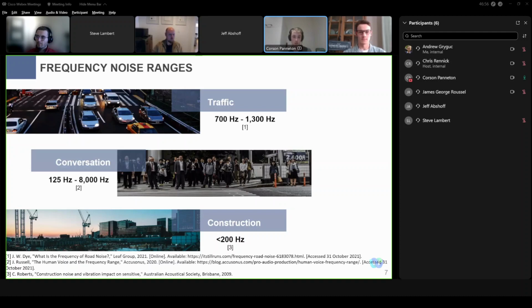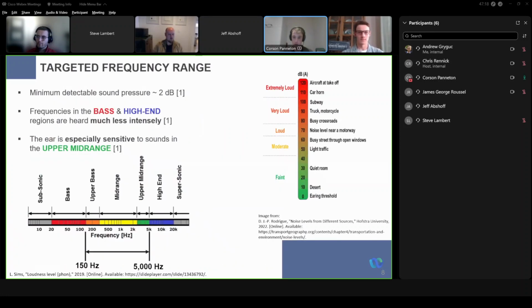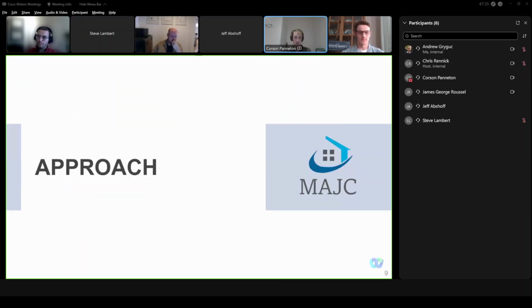For this application particularly, we wanted to target traffic, conversation, and construction noise. We thought those were the most relevant in urban centers, and so that overall gave us a frequency range target that we wanted to reduce the sound intensity of, about 150 hertz all the way up to 5,000. Through our research, we also found that typical busy street noise was anywhere from 60 up to 80 decibels, and so we performed all of our sound analysis within that range. I'll let James take over here.